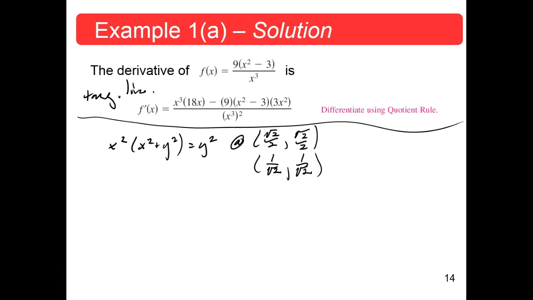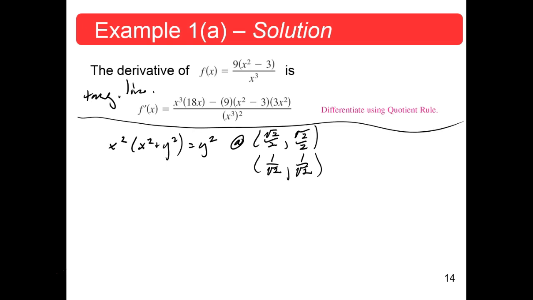Verify that's on the curve, okay? Verify that point is on the curve. And you could have done it with that point, but this is so much easier, because all these are squared. What is 1 over root 2 squared? 1/2. And that is 1/2 again, and this is 1/2 again. 1/2 plus 1/2 is 1, times 1/2 is 1/2, and 1 over root 2 squared is 1/2. So 1/2 is equal to 1/2. Yes, that point is on that curve.